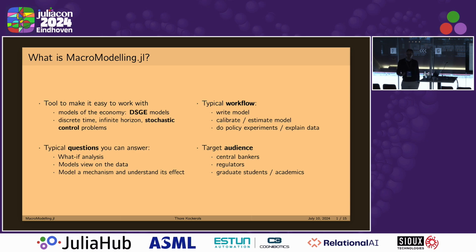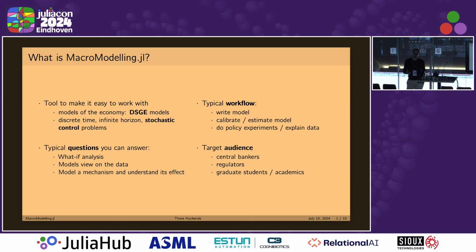What questions can you answer with this? With this kind of model and with this toolbox, you can do what-if analysis, scenario analysis. You get the model's view on the data, try to interpret it. Or from an academic perspective, you want to understand a specific mechanism, how a tax works, or those kind of things, and understand its effect.